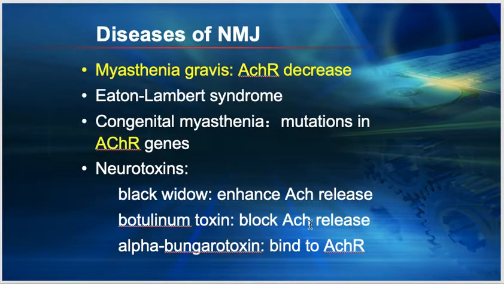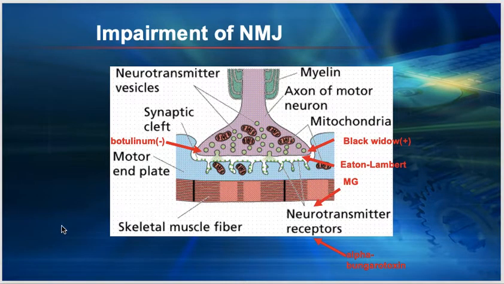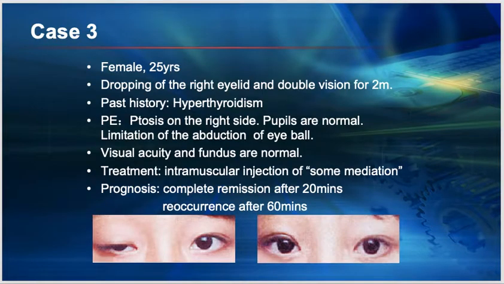Anyhow, we are not going to discuss all these things in detail. This is the black widow spider, which you can see over here, and this is the same photograph in which they are showing what botulinum does, stopping this step, what the black widow does, what Lambert-Eaton does, and what myasthenia gravis does. So that is a simple explanation. But what we are going to study in this lecture is, of course, myasthenia gravis, right?